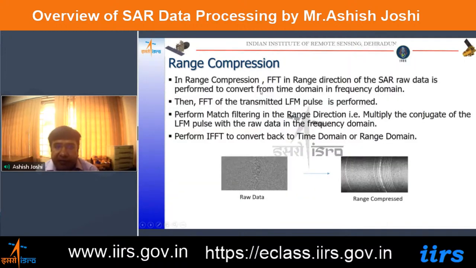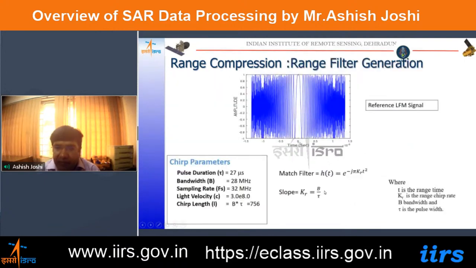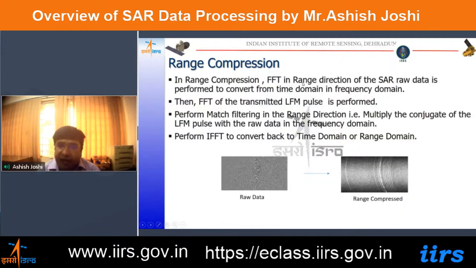So how will we do the range compression? We have to do the FFT in the range direction, and transform the data into the frequency domain. Then the FFT of the transmitted LFM pulse is performed. This is the matched filter we have generated, so we take its FFT also. We take the FFT of the data in the range direction, then the FFT of the LFM pulse. Then we do the matched filtering, which means we multiply the conjugate of the LFM pulse with the raw data in the frequency domain.